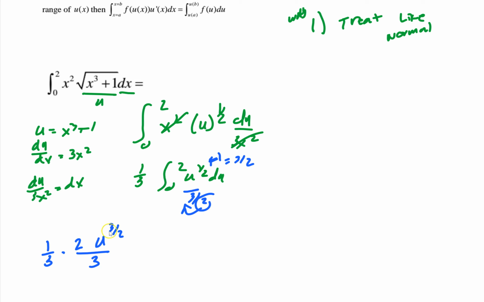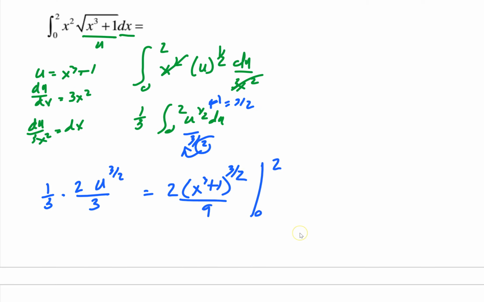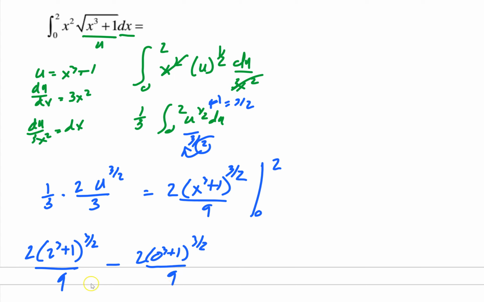And then don't forget you plug your u back in. So we're going to get this 2 times x cubed plus 1 to the 3/2 over 9. And I still got to plug in 0 and 2. Right, so that is just plug in 2 to everything and plug in 0 to everything. So 2 cubed plus 1 to the 3/2 over 9, minus 2, 0 cubed plus 1 to the 3/2 over 9.